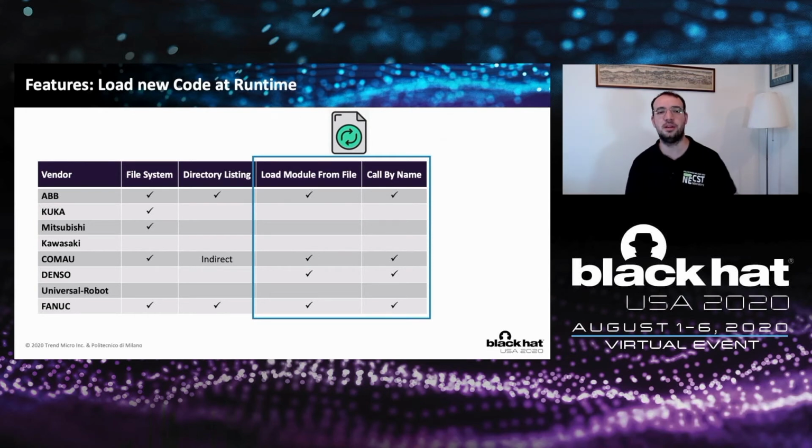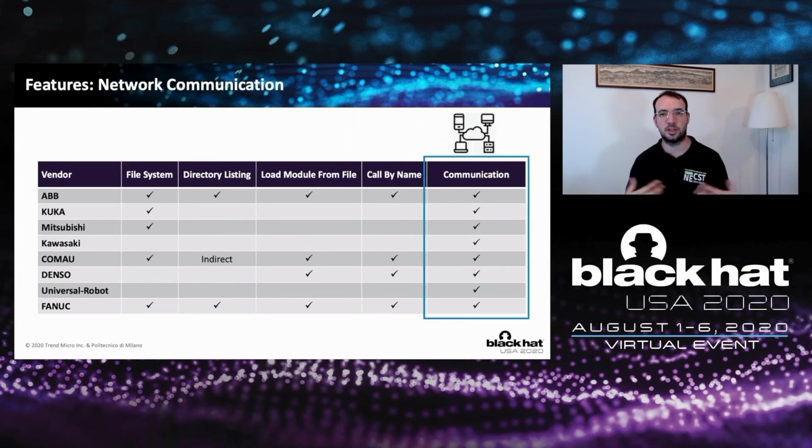This capability, combined with the fact that it is possible to write on a file system, makes it possible, if the language is interpreted and not compiled, to write programs that write a program, load it, and call it. So to say, having some sort of writable and executable memory area. Last but not least, we found that all the languages that we analyzed have the capability of performing network communication. So to say, to use network sockets.